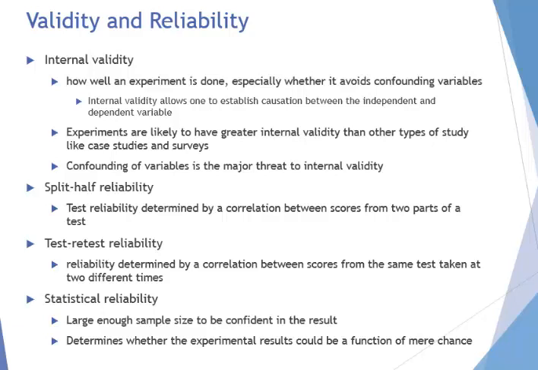If the results come out the same, then it seems that the two elements of the test are reliable, or at least they're as reliable as each other. They're measuring the same thing. That doesn't necessarily mean the whole thing is reliable, but it does mean that at least it's consistently reliable throughout the survey. There's test-retest reliability, which is determined by scores from the same test retaken at different times.